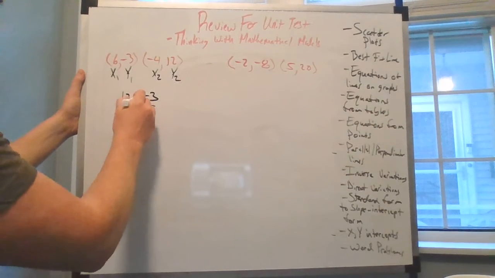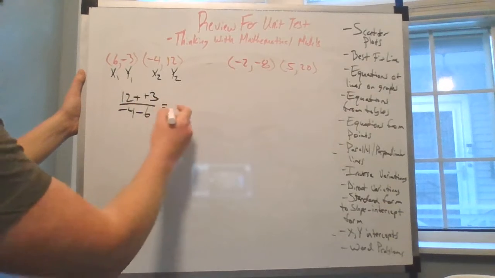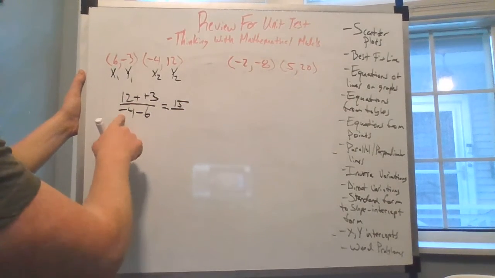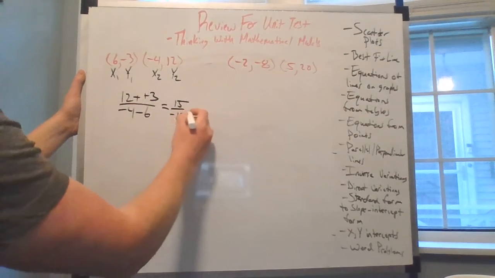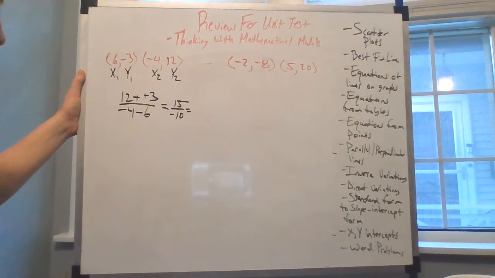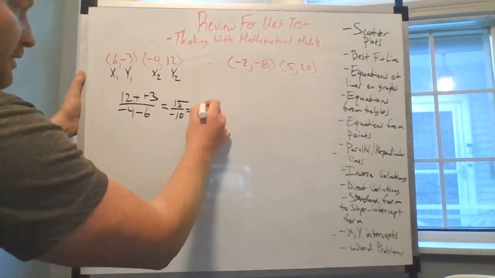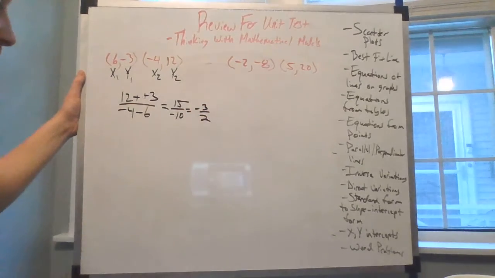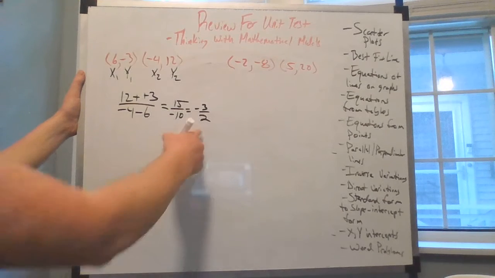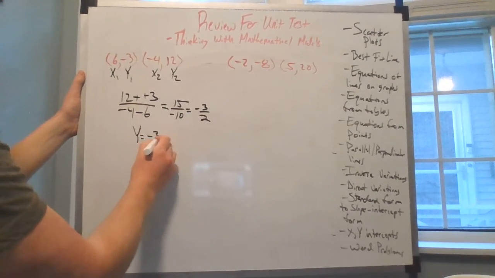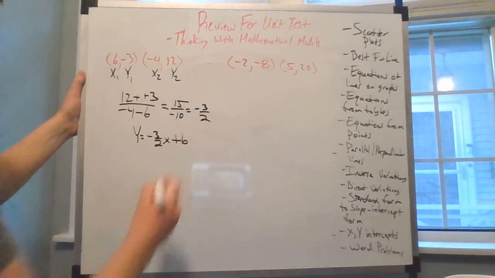Minus negative changes to plus positive. 12 plus 3 is 15. 15 over, negative 4 minus 6 is a negative 10. This reduces to, divide 5 out of top and bottom, and I get a negative 3 halves. There's my slope. So right now I got my slope as y equals negative 3 halves x plus b.